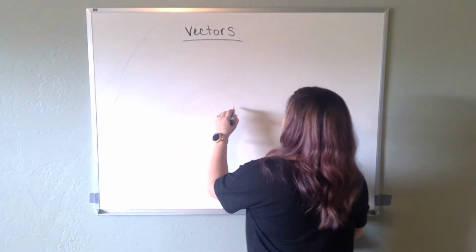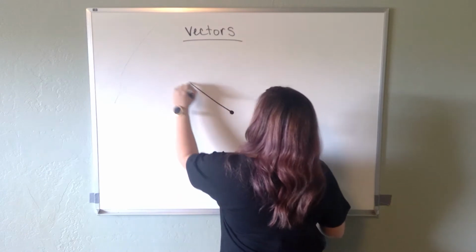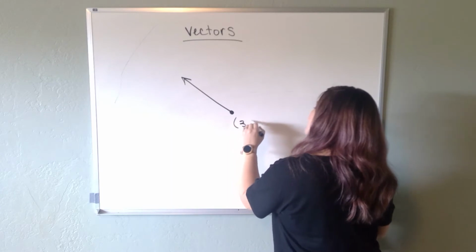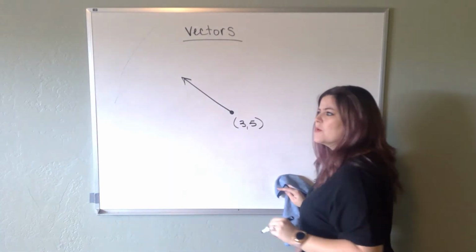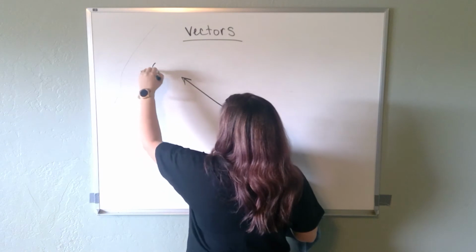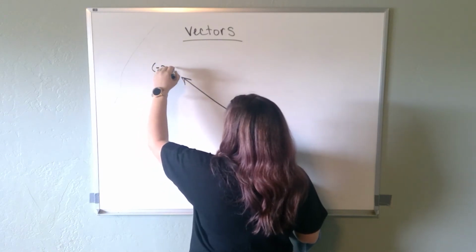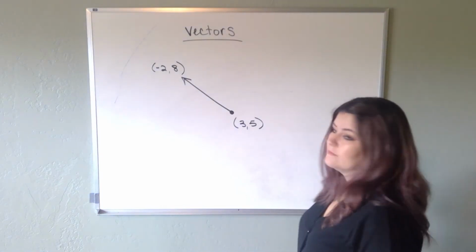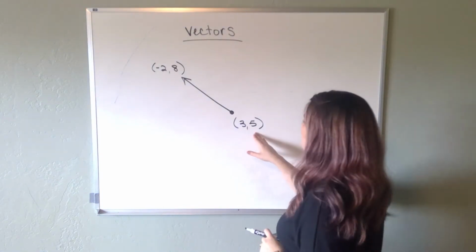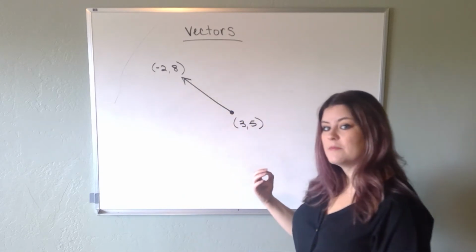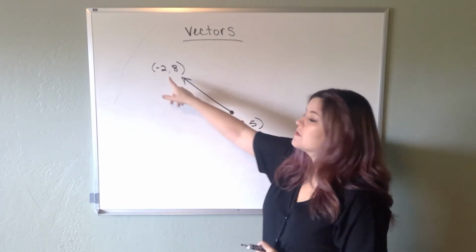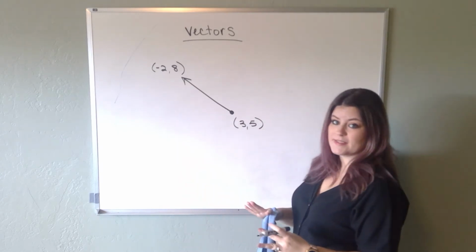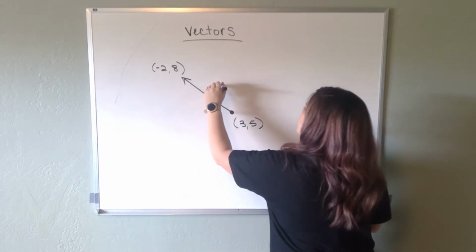Let's say I have a vector whose initial point is 3, 5, and its terminal point is -2, 8. So again, not super to scale because, well, you know me. But anyway, so we have initial and terminal. You guys, they're not always labeled, but if you're looking at a picture, you know the terminal point's the one with the little arrow on it. So I want to know the components of this vector. Let's call this vector V.